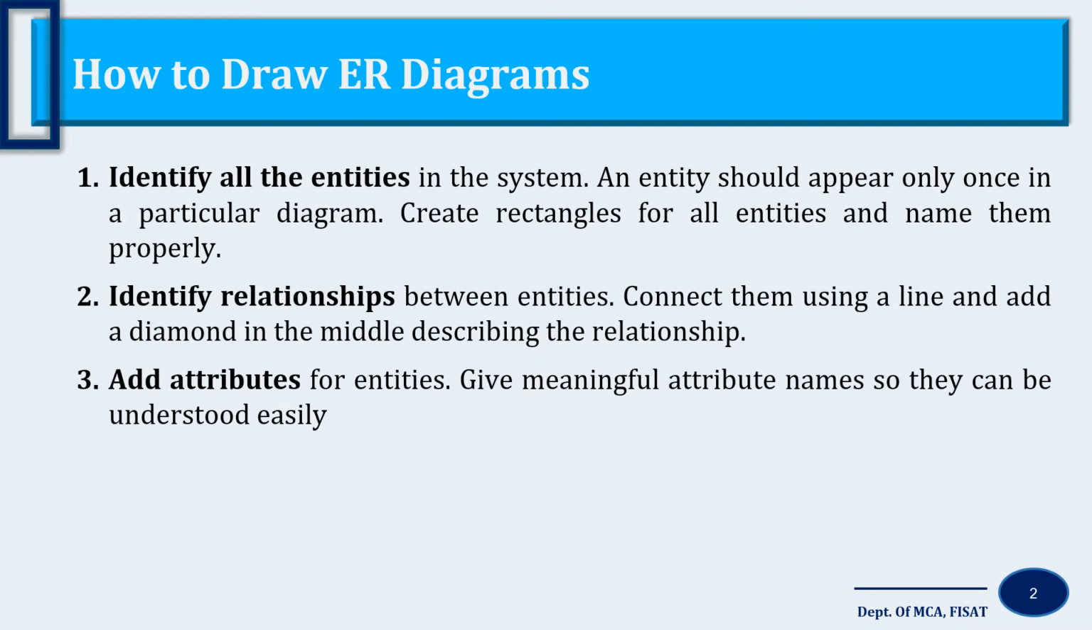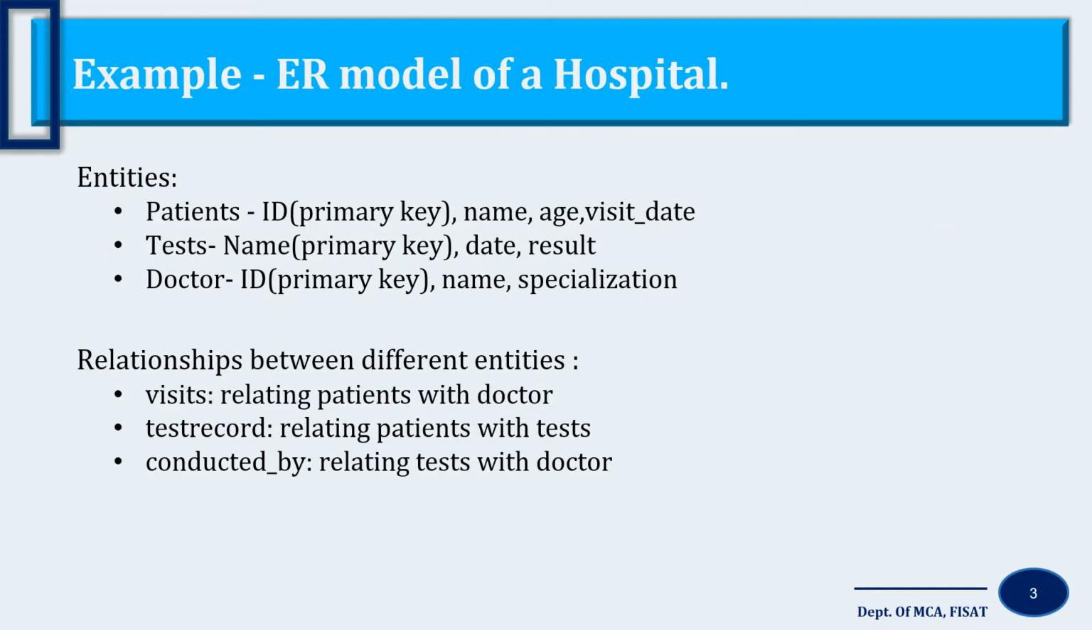The first step is we have to identify all the entities. Then we have to identify the corresponding attributes for the entities, and we have to identify the relationships between the entities, right? Now we'll be looking into a scenario of a hospital. The entities identified are patients, test, and doctor, and the relationships identified are visits, test record, and conducted by.